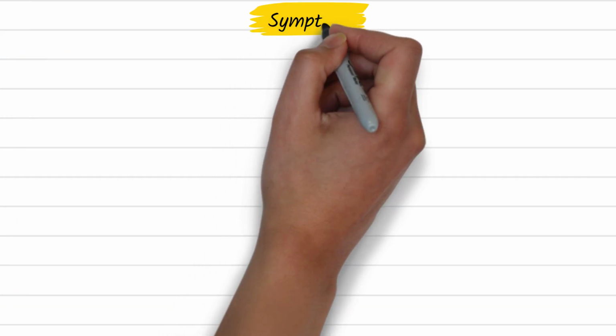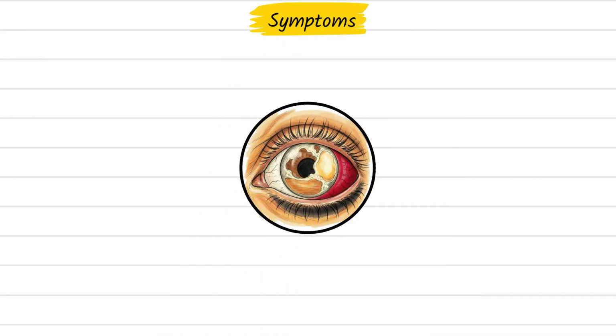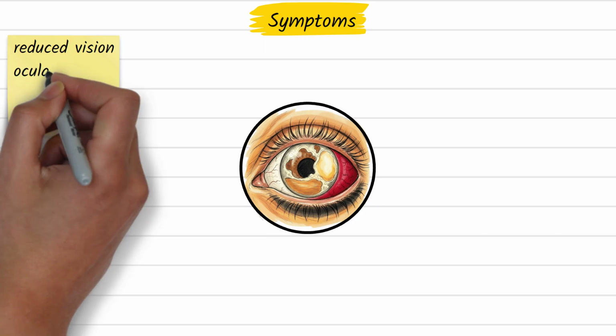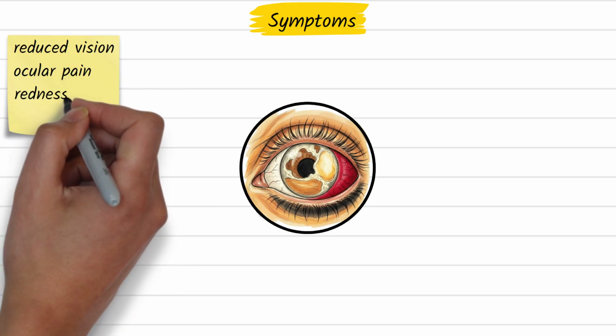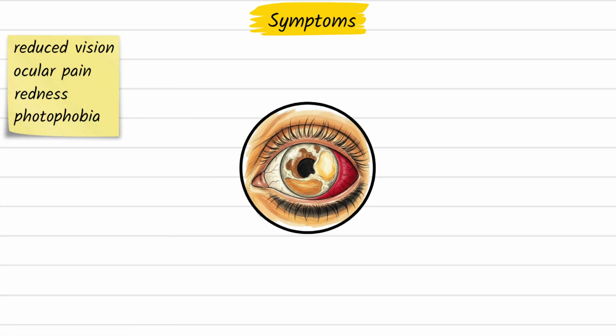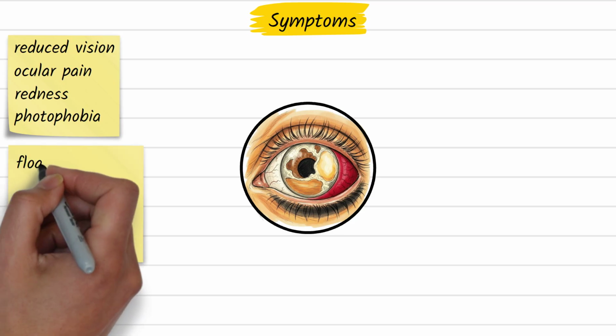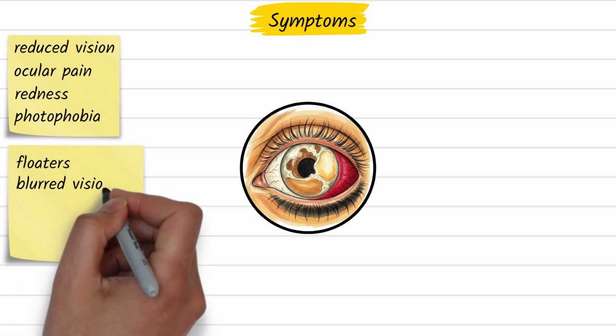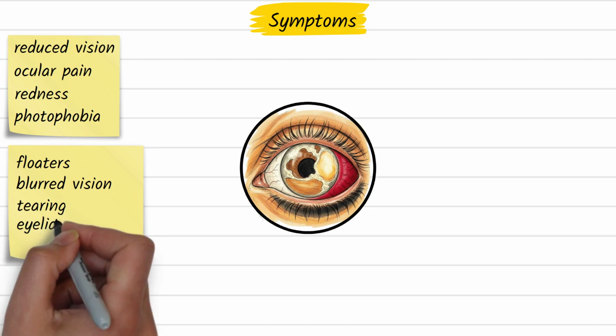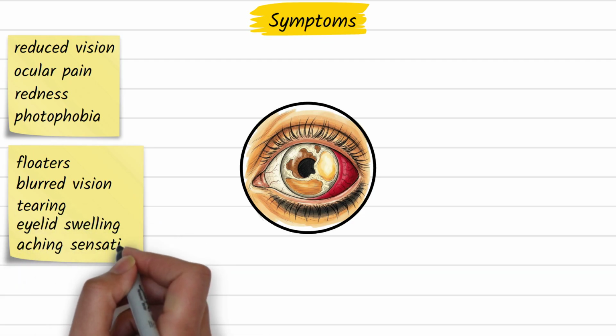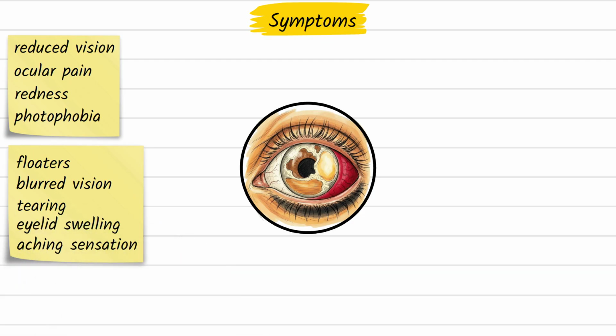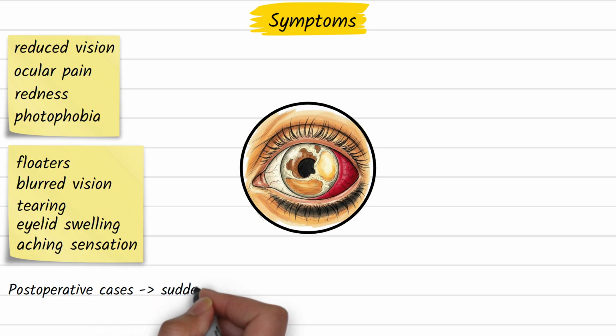The classic presentation includes reduced vision, ocular pain, redness, and photophobia, meaning light sensitivity. Many patients will also describe floaters, blurred or smoky vision, tearing, eyelid swelling, or a heavy aching sensation in the affected eye. In postoperative cases, one of the most important historical clues is when the patient says the eye seemed to be recovering normally and then suddenly worsened, especially over hours to a few days.